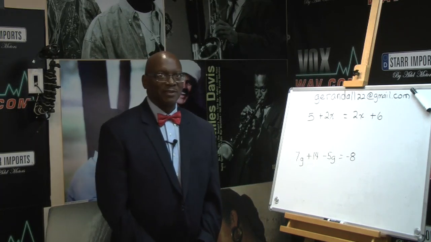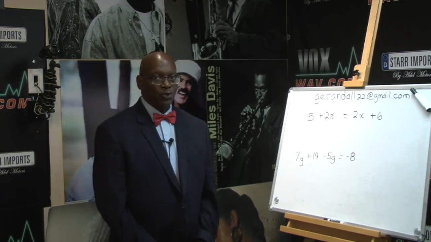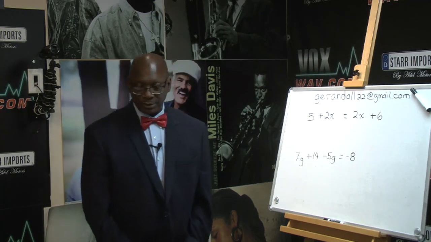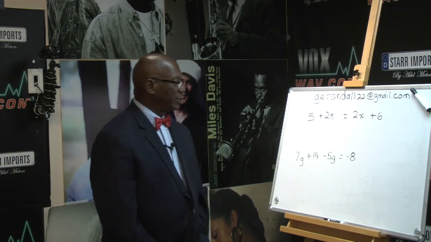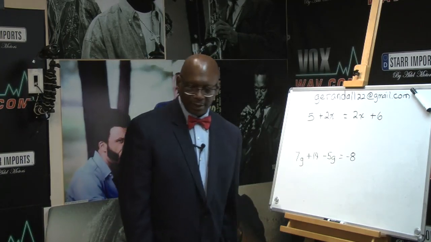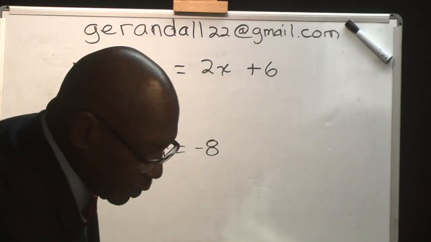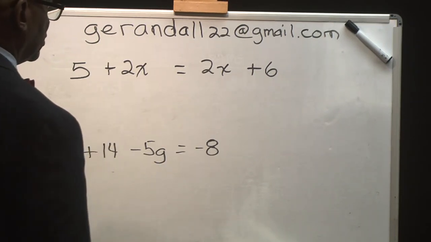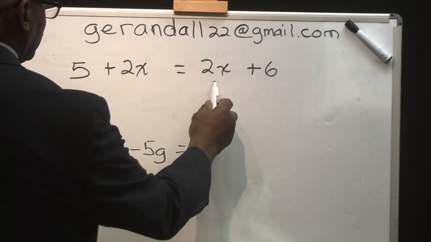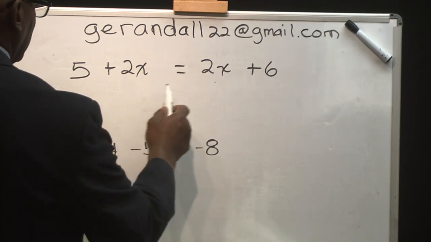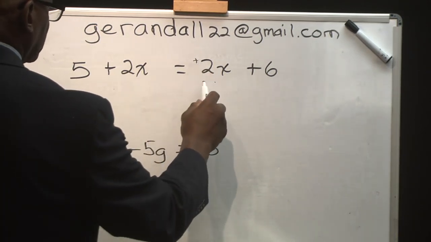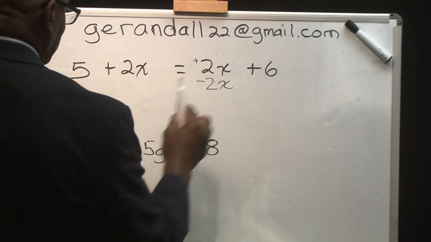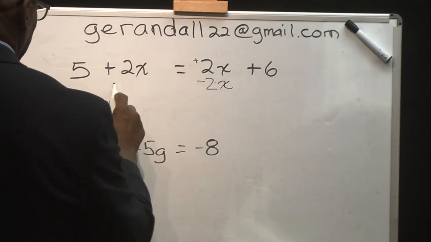Welcome back to You, Math, and Me. And we're going to look at two more linear equations where the variables are on both sides of the equal sign. And again, we've got to combine like terms. And in order to get this 2x over here, and this is a positive 2x, we've got to subtract. And whatever we do to one side, we must do to the other.